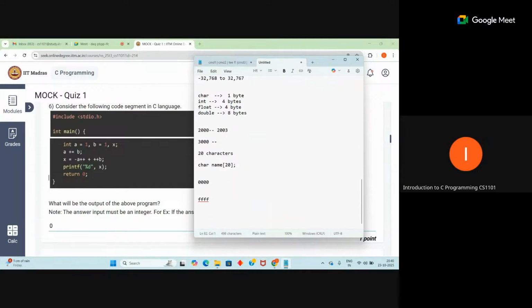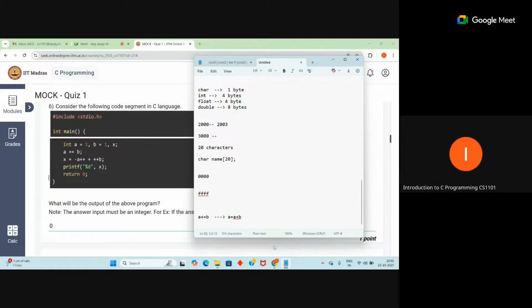The meaning of A plus equal to B is A equal to A plus B. When you have the same operand on both sides of equal to, instead of writing it twice, we simply write it like this. This is called shorthand notation. So the meaning of this is same as A equal to A plus B.